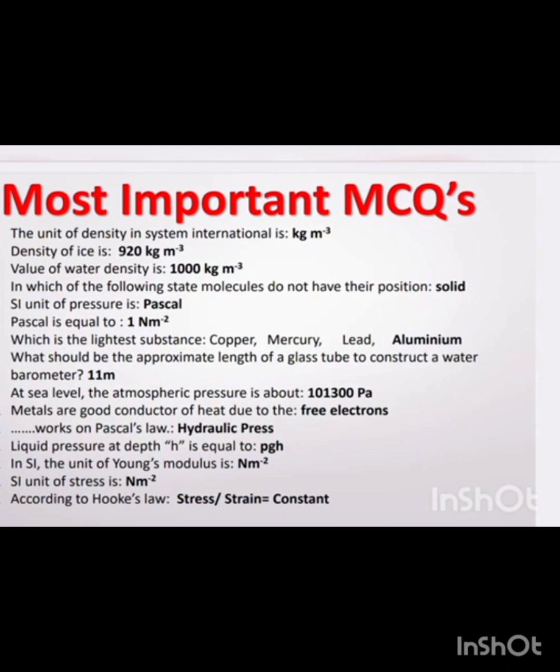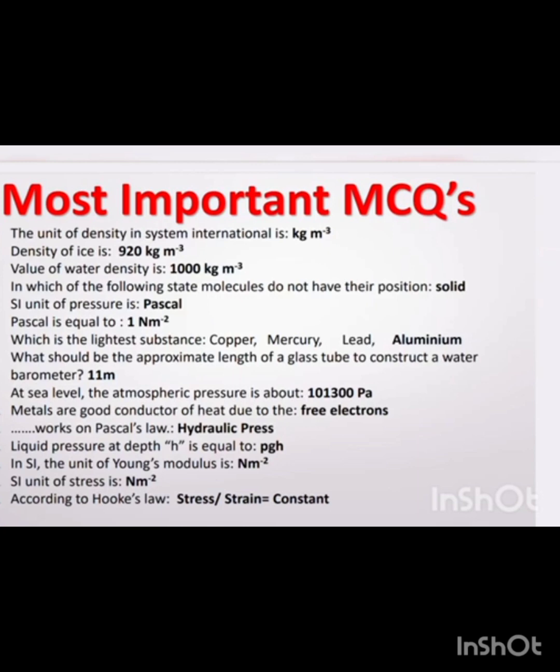In SI, the unit of pressure is Pascal. Pascal is equal to 1 Newton per meter square. Which is the lightest substance? Aluminium. What should be the approximate length of a glass tube to construct a water barometer? 11 meter. At sea level, the atmospheric pressure is about 1 lakh 1300 Pascal.